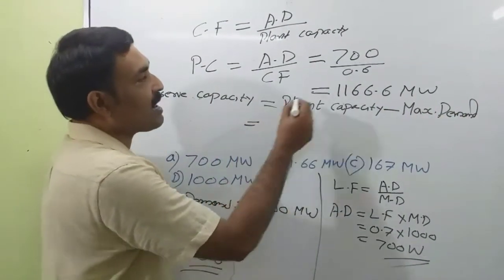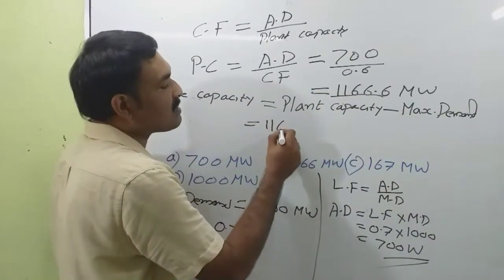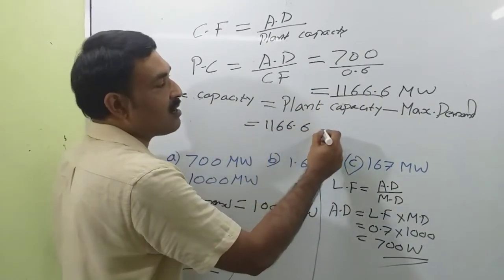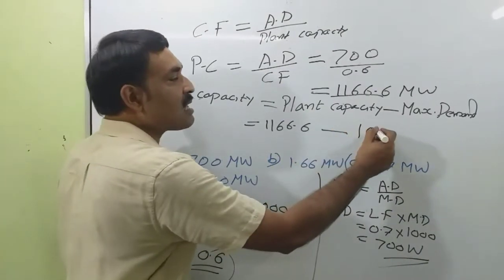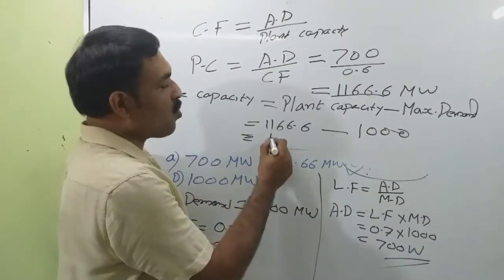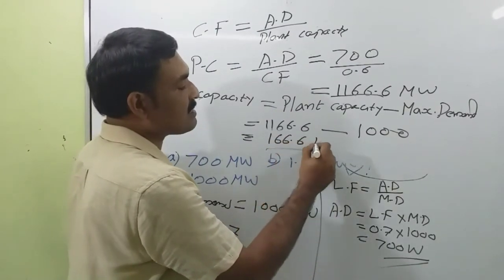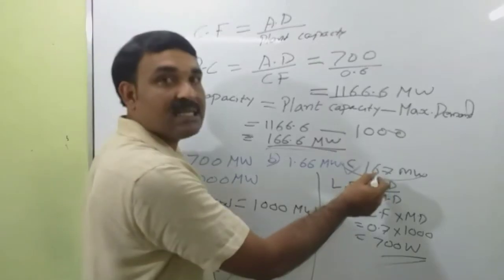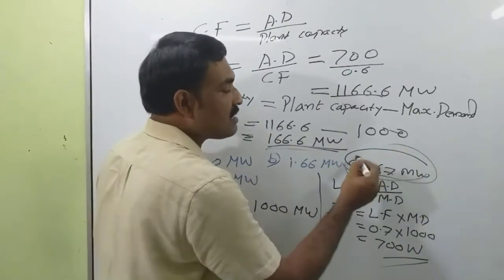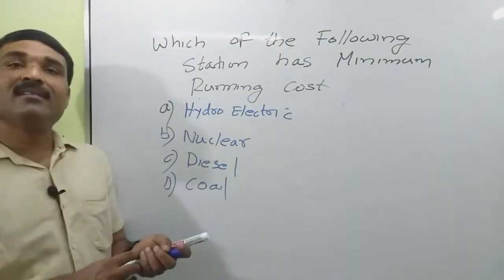Now, reserve capacity is equal to plant capacity minus maximum demand. So plant capacity is 1166.6 megawatt minus maximum demand. Maximum demand is 1000 megawatt. So this is equal to 166.6 megawatt, approximately equal to 167 megawatt. So option C is the right answer.